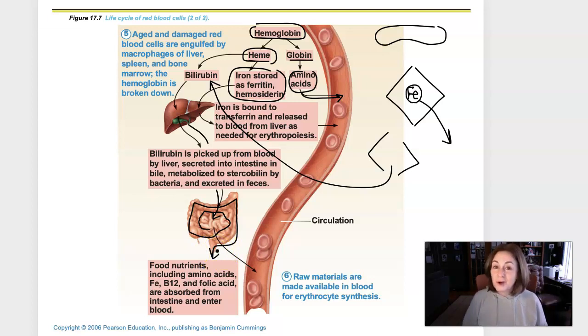Actually, the characteristic color of feces is due to this bile pigment. Same thing with urine. The characteristic color of urine is due to some of this getting absorbed back into the blood, and then the kidney filters it out and puts it in the urine. So one way or another, we get rid of this greenish pigment. That is how we get rid of red blood cells. Let's jump back to the notes.